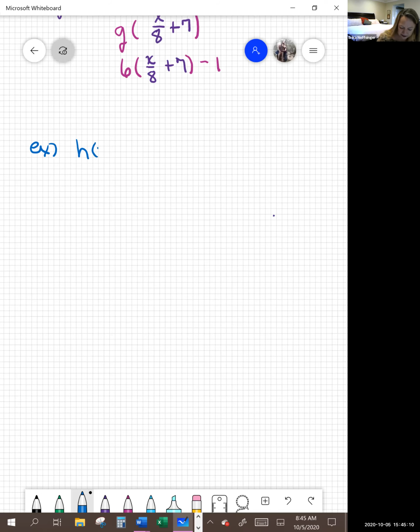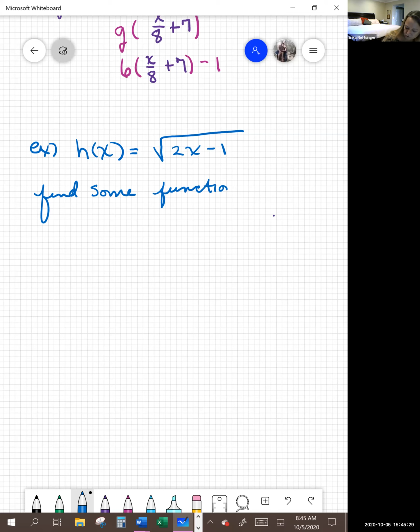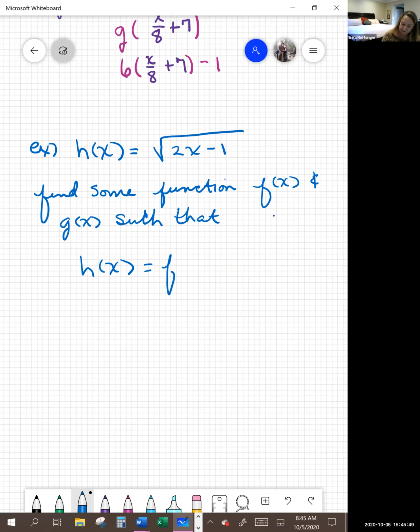h of x is equal to the square root of 2x minus 1 underneath the radical, and you want to find some function f of x and some function g of x such that h of x could be rewritten as a composition of those two, f of g of x.